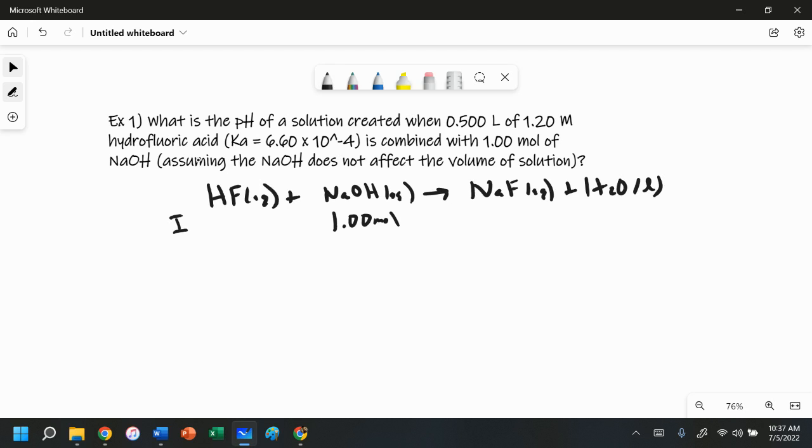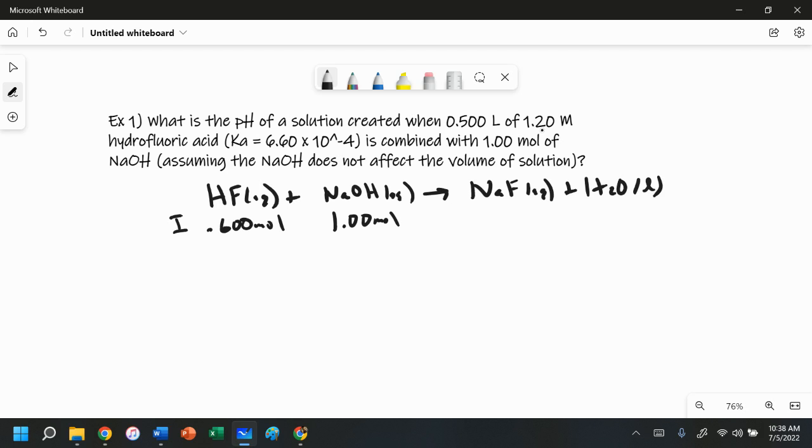But we aren't given the moles of our hydrofluoric acid. And in order to determine which one of these reactants is in excess and which one's limiting, we need to know the moles of each substance. So to calculate the moles of HF, I'm simply going to take the liters of the HF solution and multiply it by the molarity, because molarity times liters gives you moles. So 1.2 times 0.5 is 0.6 moles of HF. So I have 0.600 moles of HF.